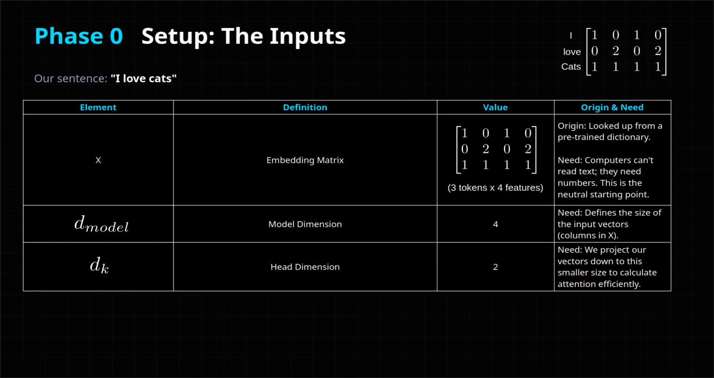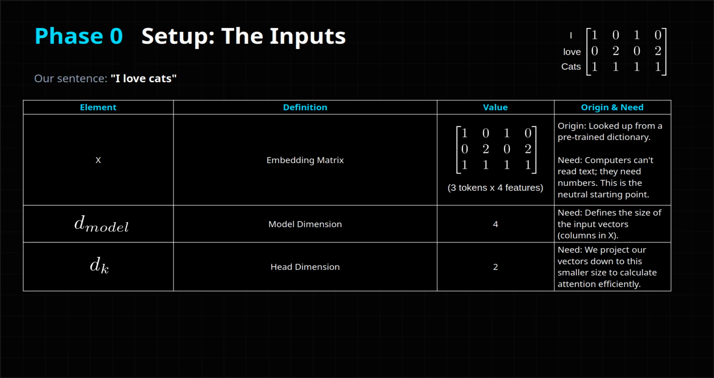In a real language model, these numbers are much larger. The model dimension, often called D model, is not 4. It is usually something like 512, 768, or even more. That means each word is a vector with hundreds of numbers, not just 4. The height of this matrix can also be big. Instead of 3 words, a real model might process a sequence of 256 or 512 tokens at once, so X could easily be 512 by 768. Our 3 by 4 example is just a tiny friendly version, so we can see every step without drowning in numbers.